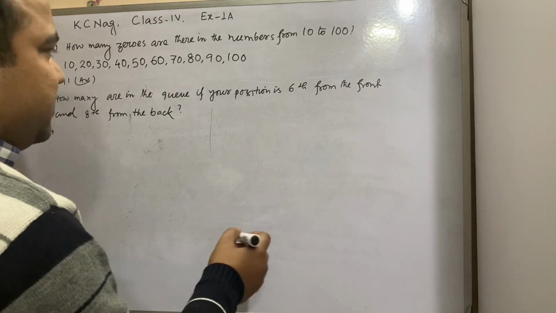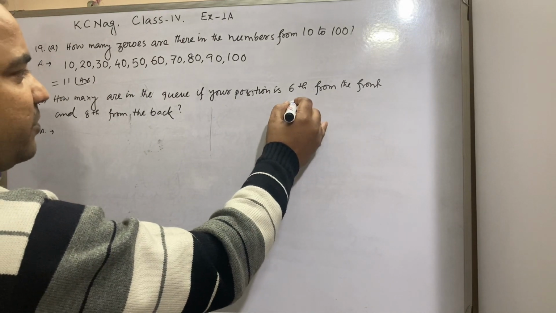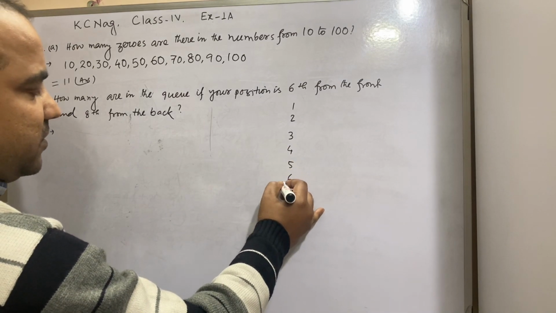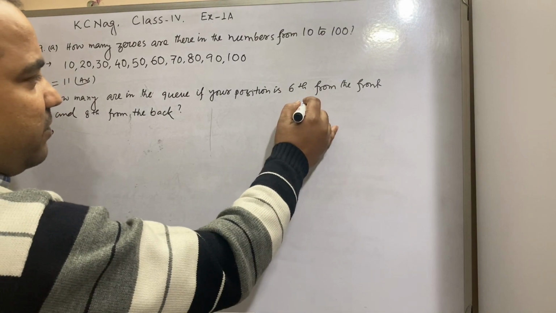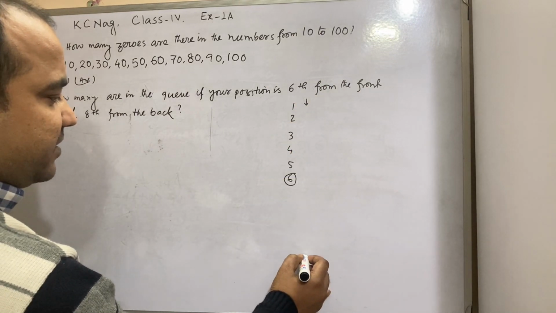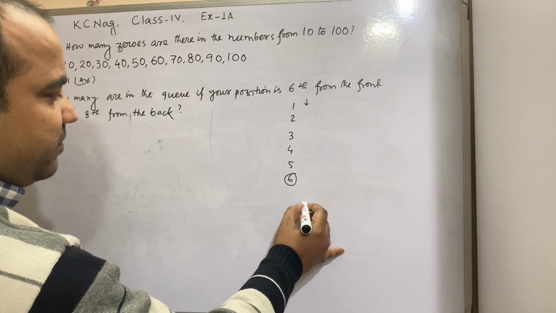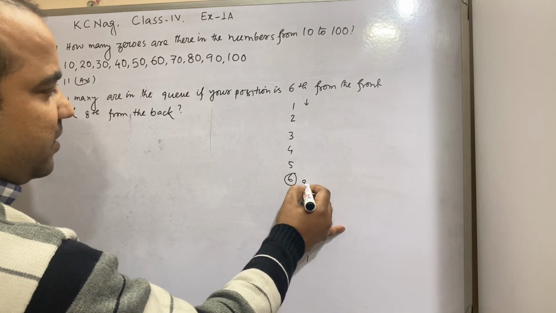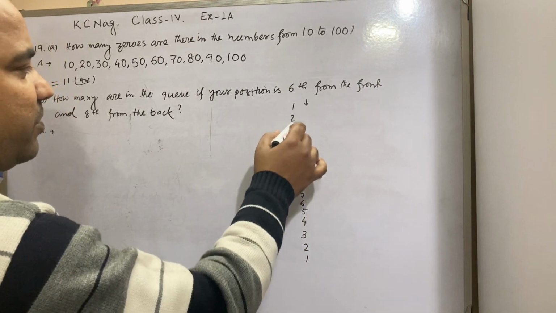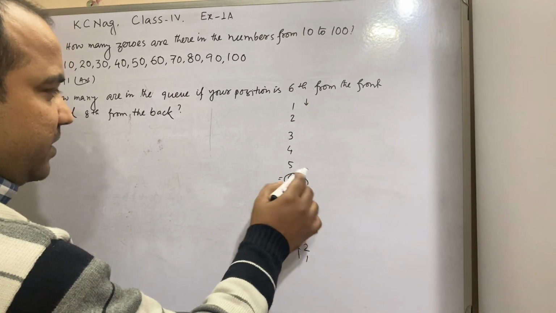There is a line, you see. So they said your position is sixth from the front. So 1, 2, 3, 4, 5, 6. You are sixth from the front, and from the back you are in position 8. 1, 2, 3, 4, 5, 6, 7, 8. So your position from the front is 6th, and if you count in reverse, your position is 8th from the back.